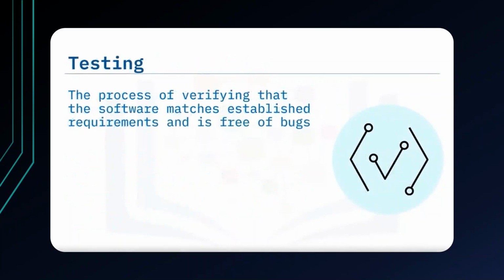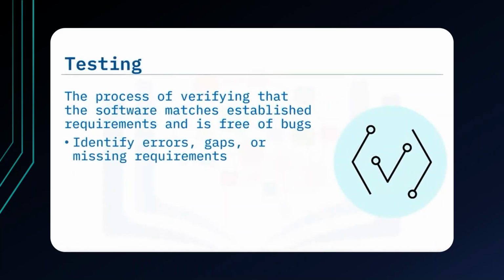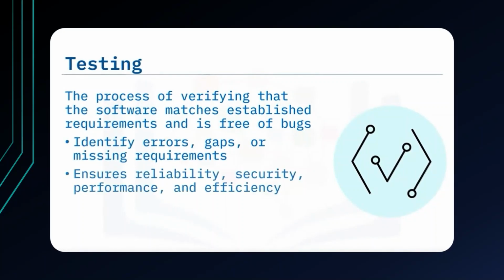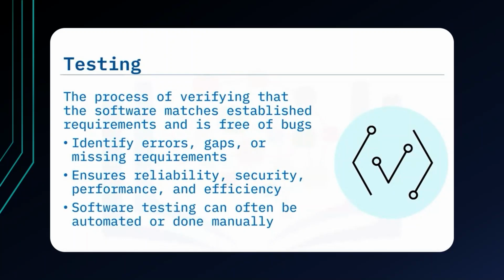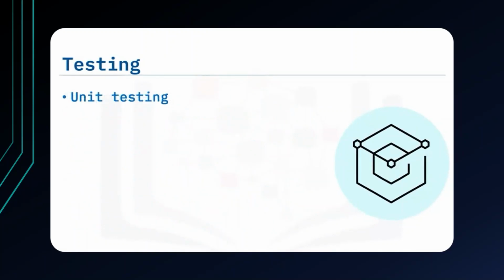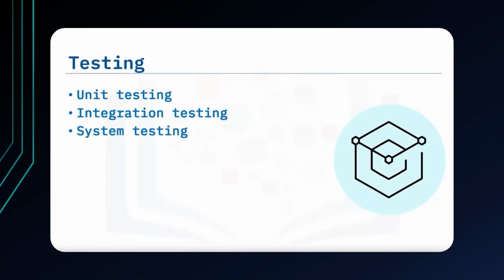Software testing is a process of verifying that the software matches established requirements and is free of bugs. Its purpose is to identify errors, gaps, or missing requirements when compared with stated requirements. Properly tested software ensures reliability, security, performance, and efficiency. Software testing can often be automated or done manually. Levels of testing include unit, integration, system, and user acceptance.